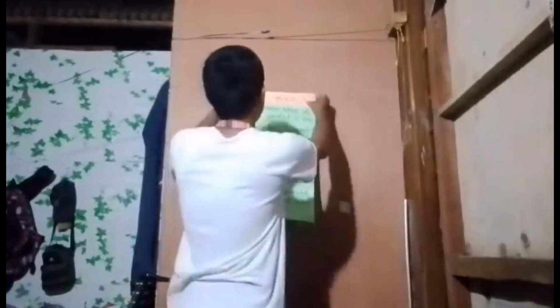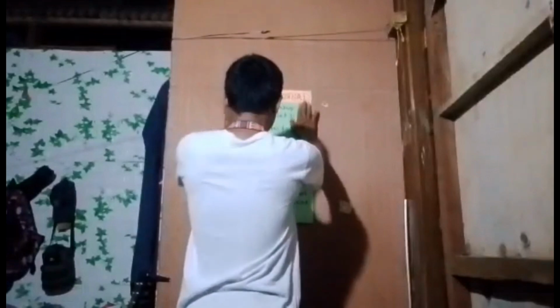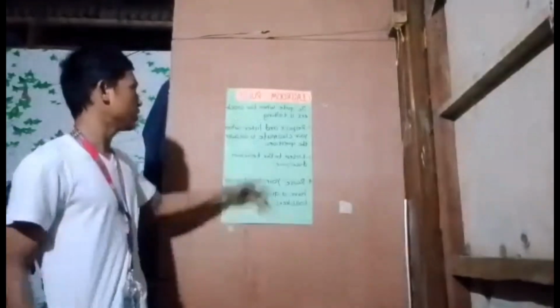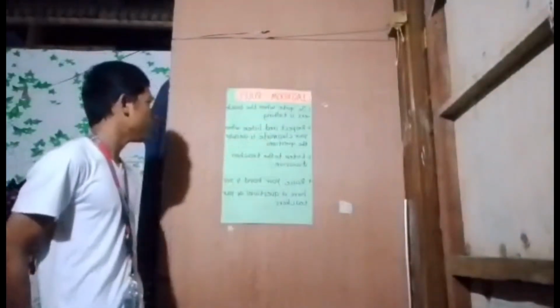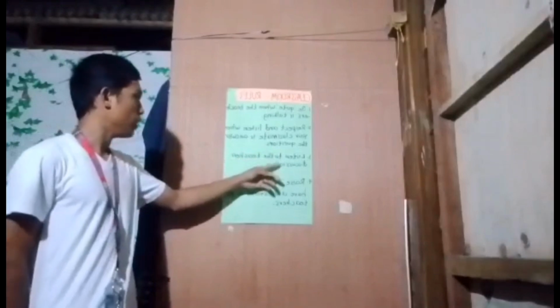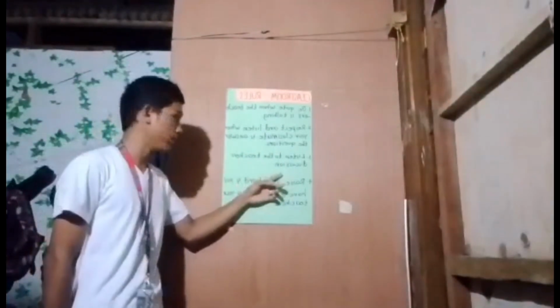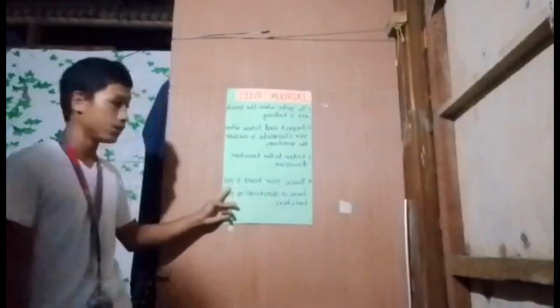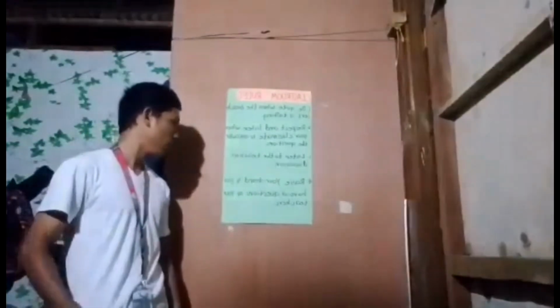Before we start, let me introduce to you our classroom rules. Be quiet when the teacher is talking. Speak and listen when your classmate is answering the questions. Listen to the teacher's discussion. Raise your hands if you have a question for your teacher. Is that clear?